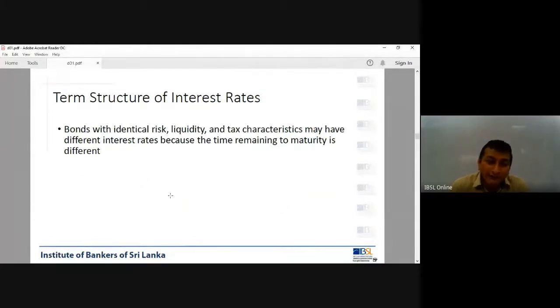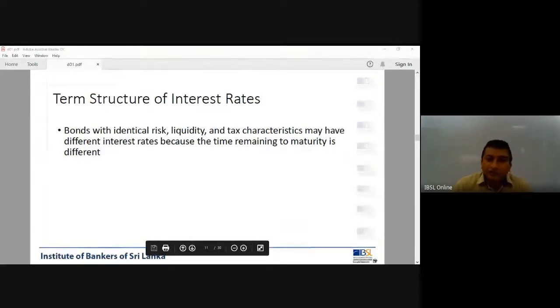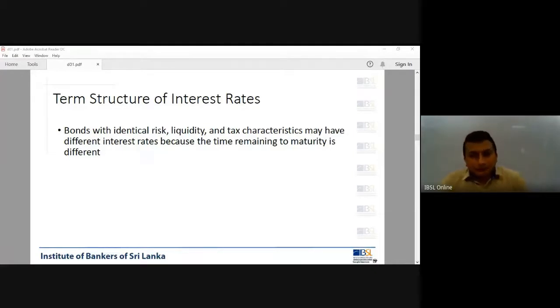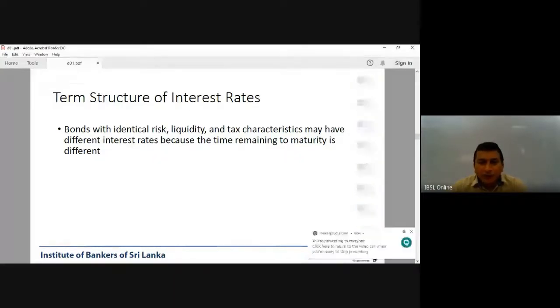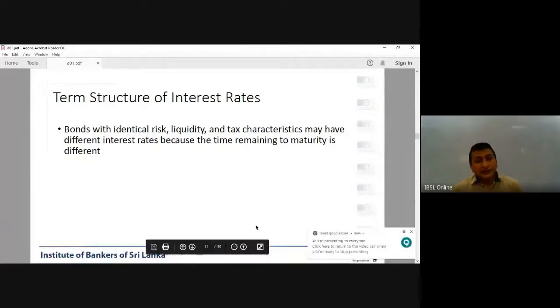We can move on to the next very, very important aspect of this segment of study, that is the term structure of interest rates. Before I move into this, do you have any questions on the risk structure of interest rates that we discussed? Please feel free to drop a message if you want to clarify anything on what we discussed in the form of risk structure, and we can move on. And we are now looking at the term structure of interest rates.